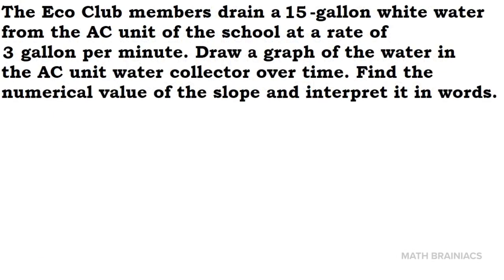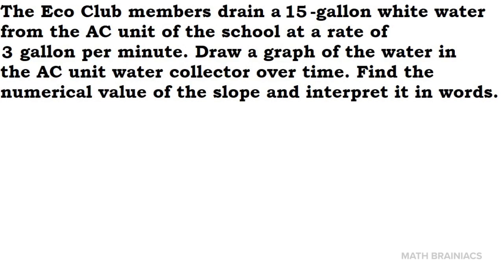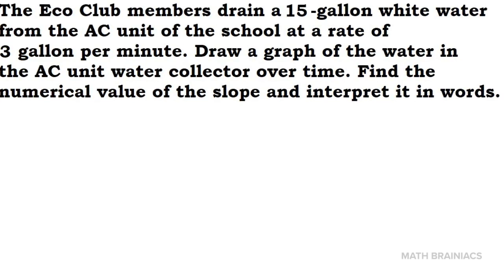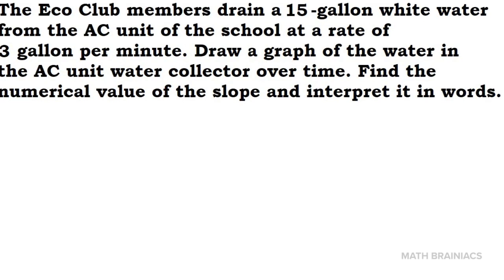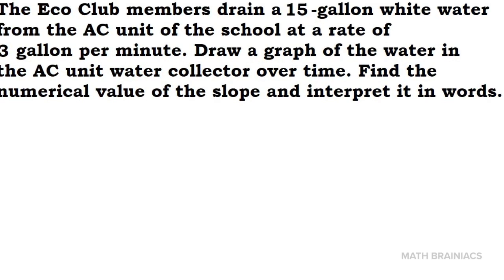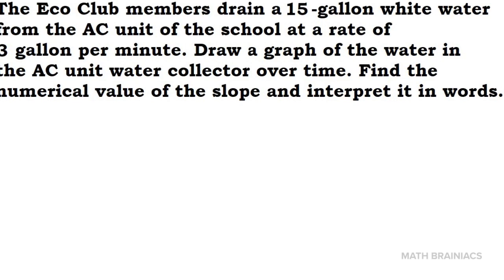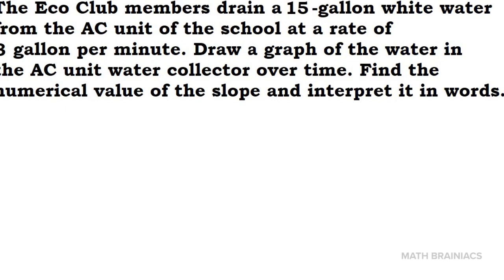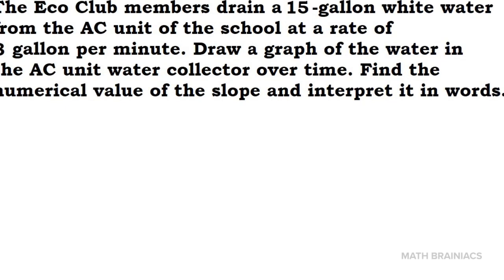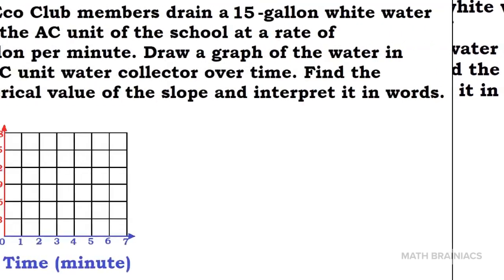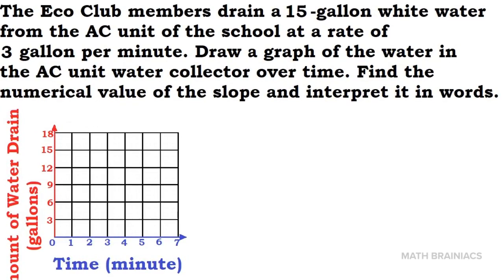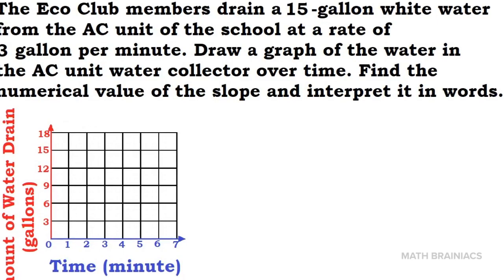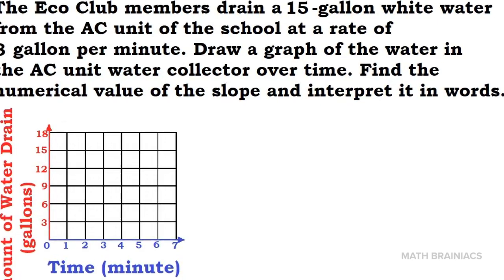Let us work on another example so that you can hit it off. The Eco Club members drain a 15-gallon water from the AC unit of the school at a rate of 3 gallons per minute. Draw a graph of the water in the AC unit water collector over time. Find the numerical value of the slope and interpret it in words. Let us draw the coordinate plane where the x-axis will be the time in minutes and the y-axis will be the amount of water drained in gallons.